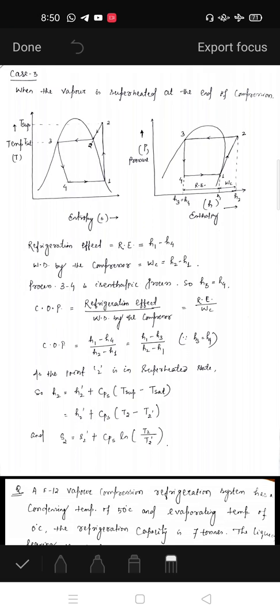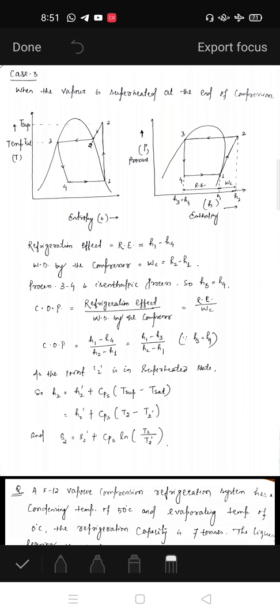But H4 and H3 have the same values, so replace H4 with H3. So COP is H1 minus H3 divided by H2 minus H1. Now you can find the value of enthalpy at point 1, and you can also find the value of enthalpy at point 3 very easily from the table given in the question. But you have to find the superheated enthalpy at point 2.